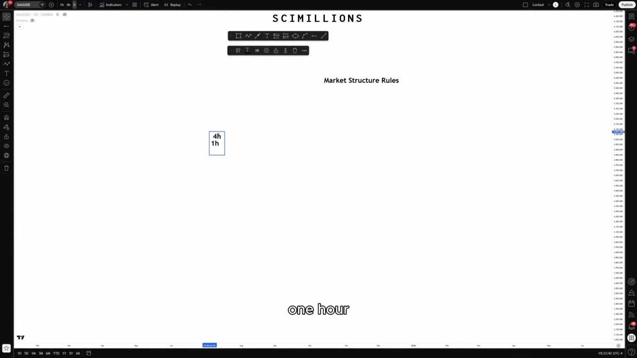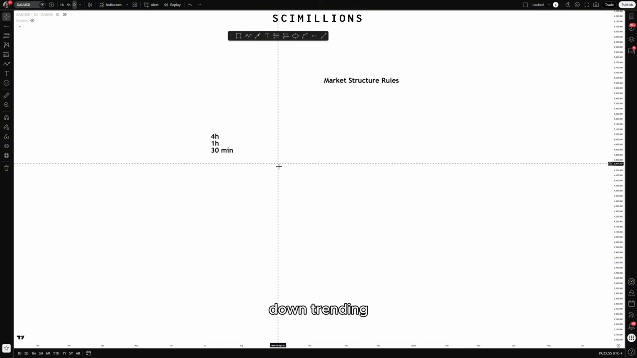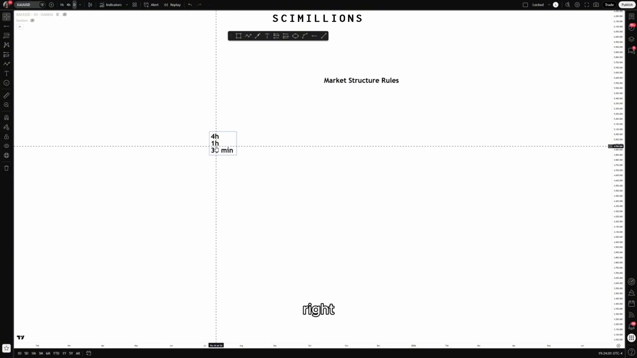Try the 4-hour and the 1 hour time frame. And when you're trading, make sure they're matching. You can also add the 30 minute, if you want to. Make sure all these time frames align. So if the 4 hour is downtrending, you need to make sure that the 1 hour is building lower highs and lower lows too as well, right?